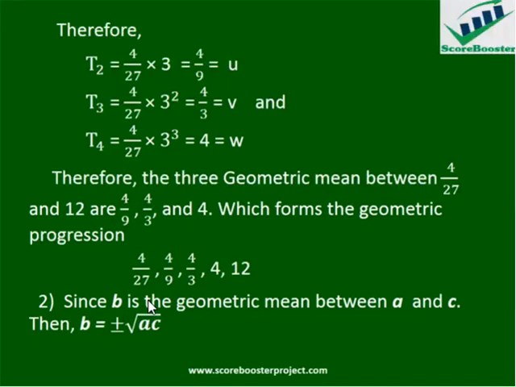So now, since B is the geometric mean between A and C, from the previous slides, we are given that the formula for finding the geometric mean between two numbers is B, which is the geometric mean, equals plus or minus the square root of the first number multiplied by the third number, and we usually take the positive value. So we'll use this to answer the questions.